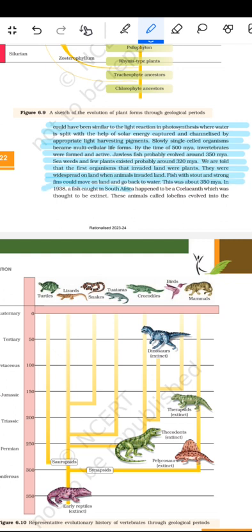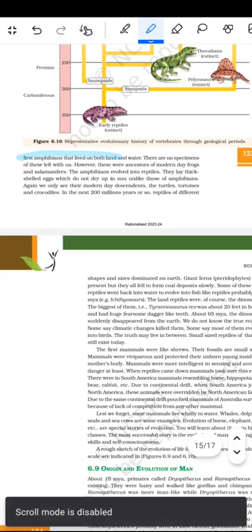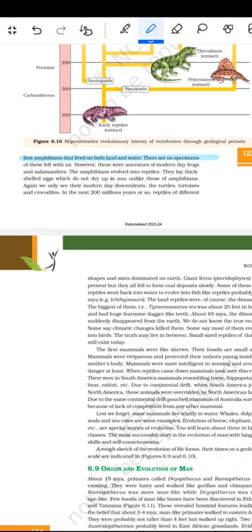In 1938, a fish caught in South Africa happened to be a coelacanth, which was thought to be extinct. These animals, called the lobe fins, evolved into the first amphibians that lived both on land and in water. There are no specimens of these left with us. However, they were ancestors of the modern day frogs and salamanders.